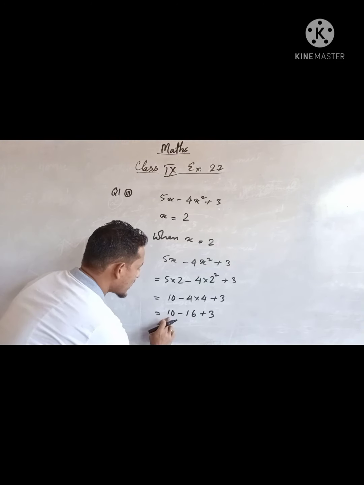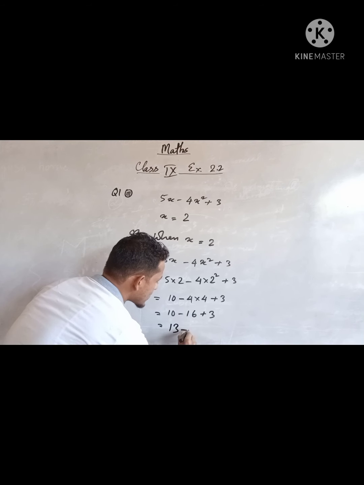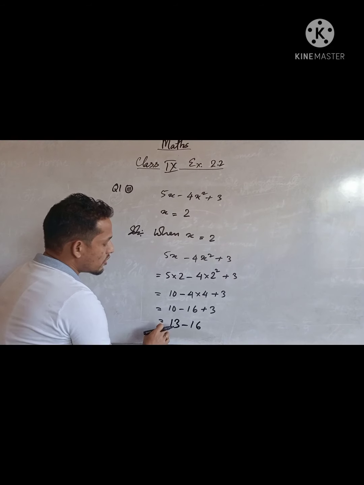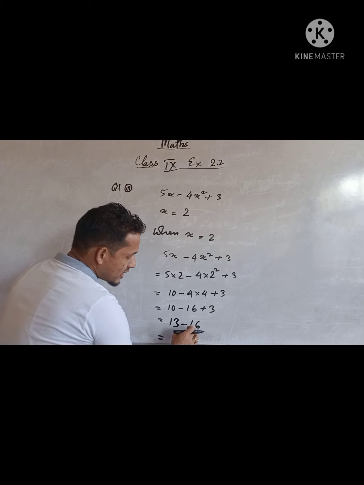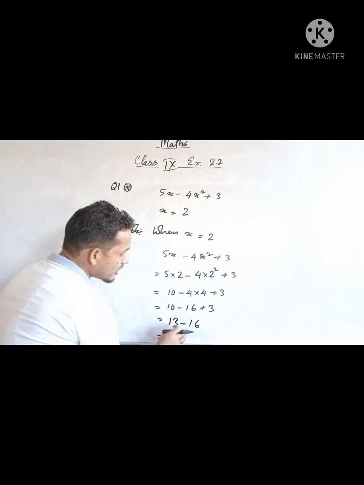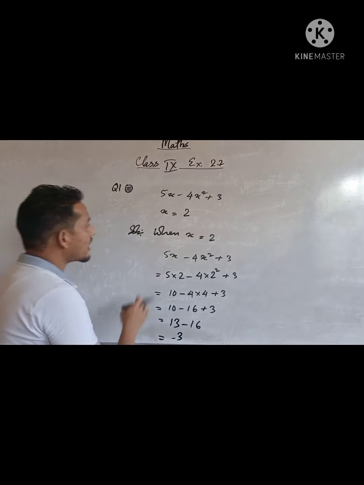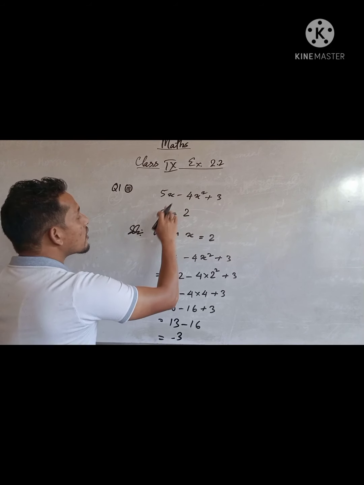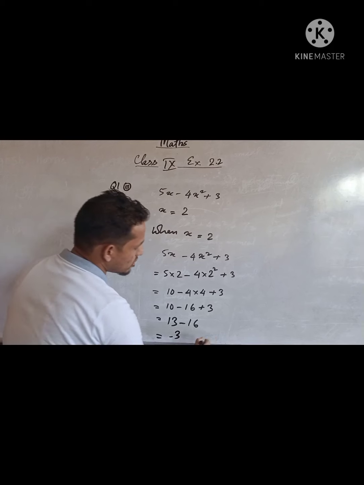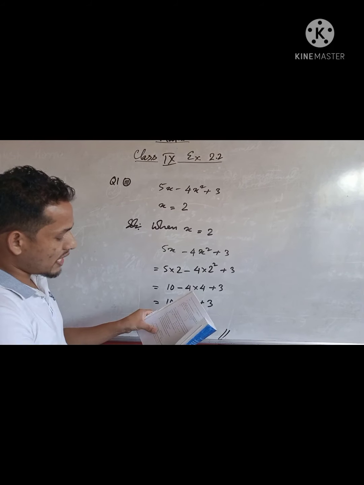So first of all, 10 plus 3 is 13, minus 16. So that is equal to 13 minus 16. Now 16 is bigger, so your answer would be negative, and if you subtract 16 minus 13, you will get 3. Then the value of this polynomial when x is 2 will be minus 3. So this is the process of how you are going to solve Roman number 1 and 2.